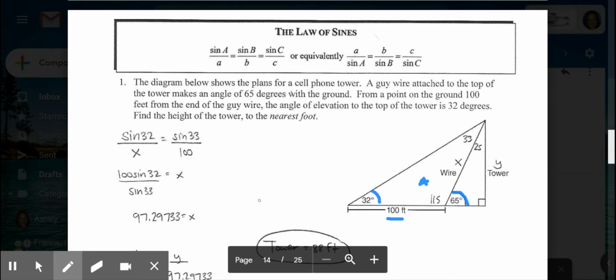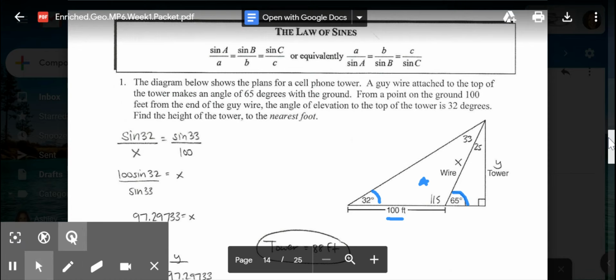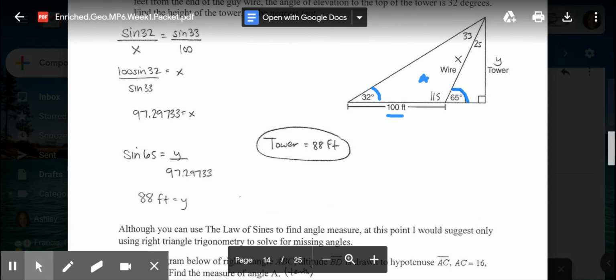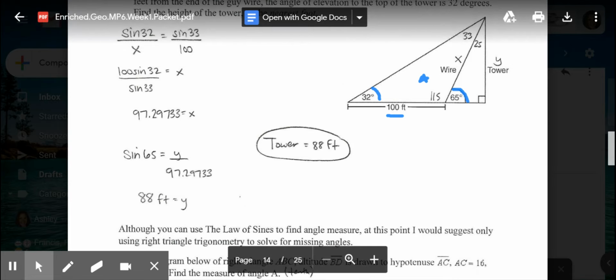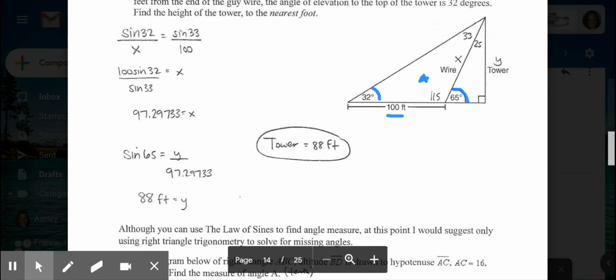From there, I could use law of sines again. Or, I could just use right triangle trigonometry. Say sine of 65, opposite that is the tower height I want, y, divided by the hypotenuse in this triangle, which is what I just found, at 97. Quick little multiplication across, you get 88 feet.